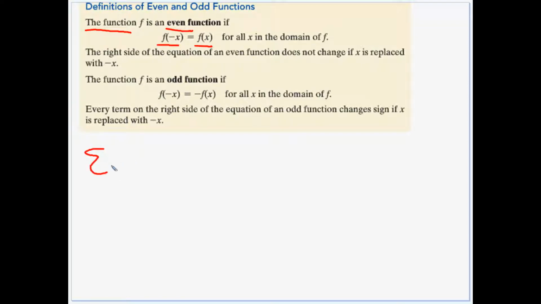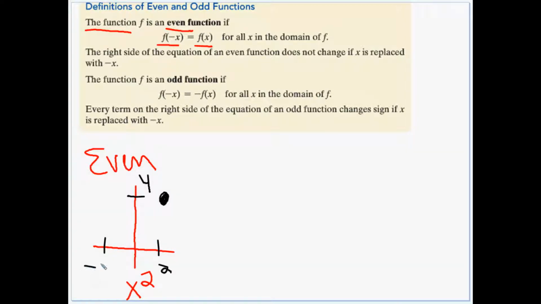I'm going to do the even stuff in red. The most basic even function is just x squared. And just think about two easy points. Here's positive 2. If I square 2, the output value is 4. So there would be a point. What happens if we put negative 2 in there? Negative 2 quantity squared would also be positive 4. So if we graph a parabola, there is our even function.